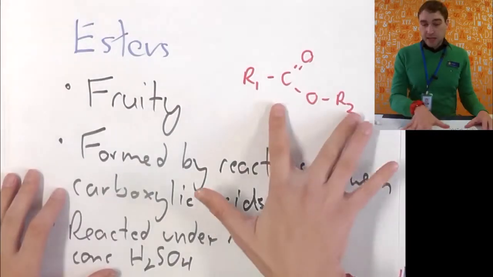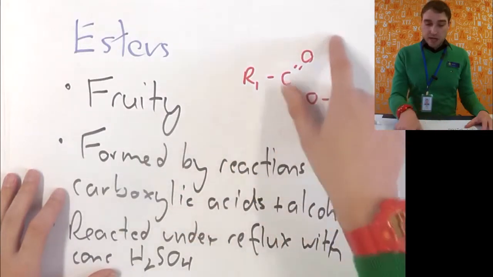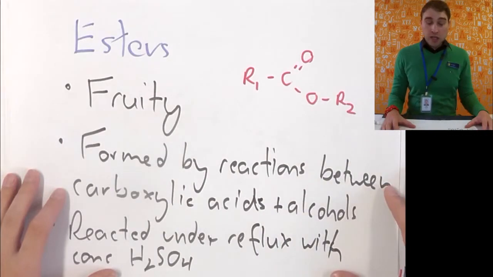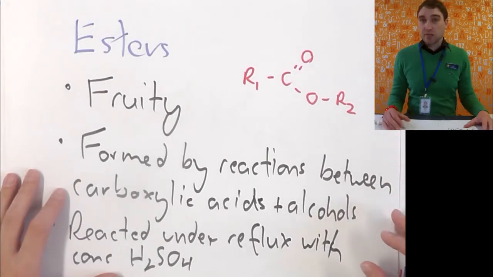So esters contain this functional group here. It's made up of a part that comes from a carboxylic acid and a part that comes from an alcohol. Why are esters important? Well, they have a nice fruity odor a lot of the time. They are added to foods and to perfumes to give them nice odors. The way that they're produced is you react the carboxylic acid with the alcohol under reflux using a small amount of concentrated sulfuric acid as a catalyst.